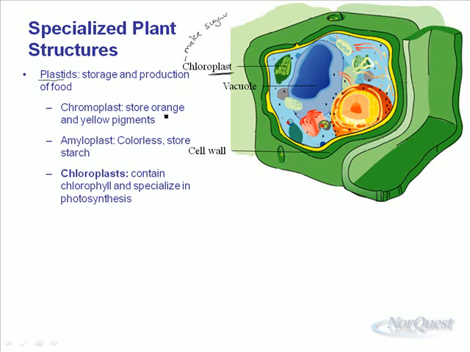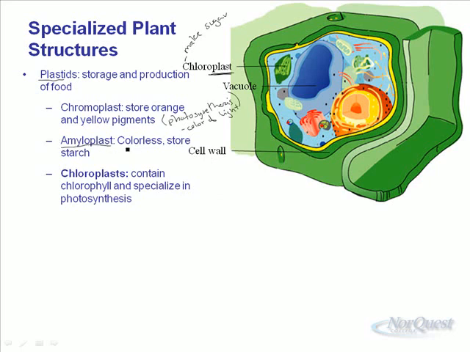Chromoplasts store orange and yellow pigments, and what these allow for is photosynthesis, and to keep it simple, we'll say with different colors of light. So chloroplasts are really good at taking in certain colors of light to generate food and store energy. Chromoplasts or other colored plastids, if you think of say flowers and stuff like that, they have chromoplasts that help them photosynthesize different colors of light.